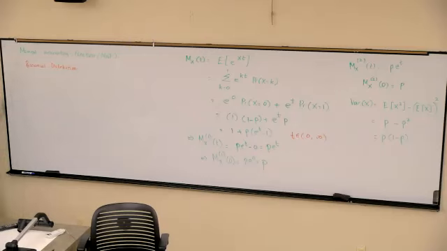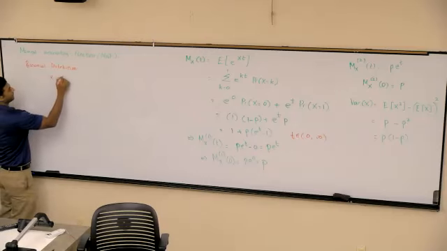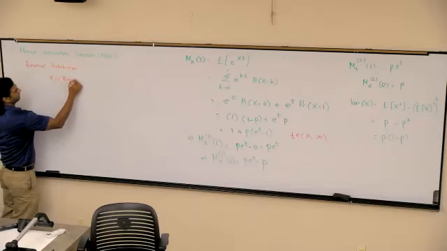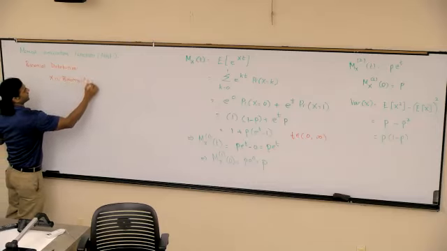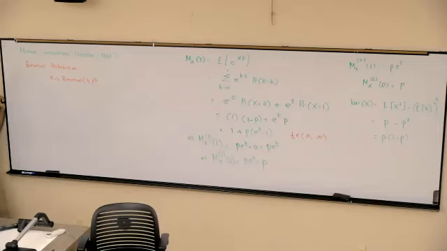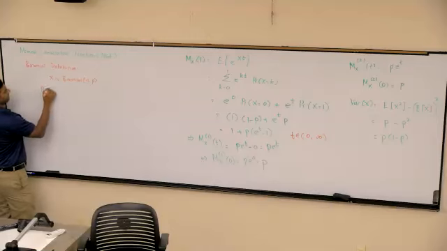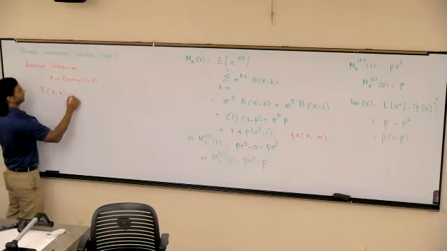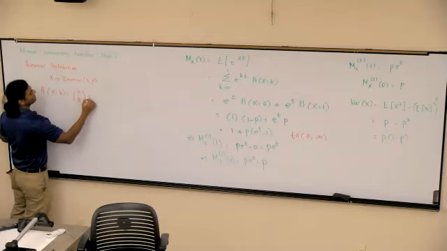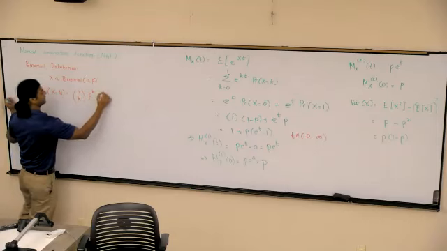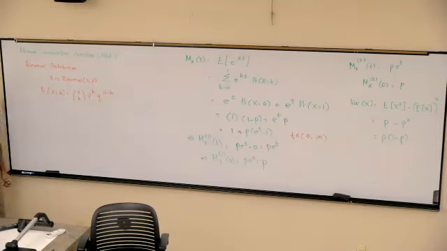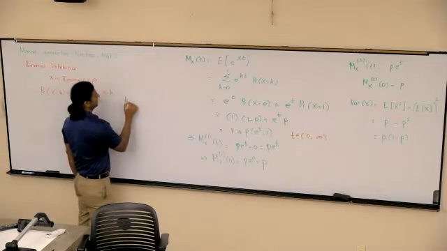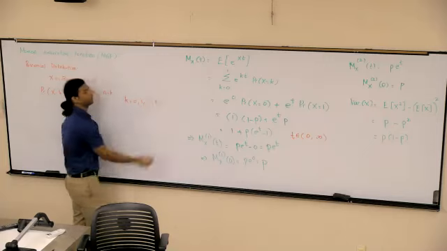So if X is binomial(n, p), we know that the PMF is the probability that X is equal to k, I'm going to use k: n choose k, p raised to k, q raised to n minus k, and the value of k goes from 0, 1, all the way up to n.